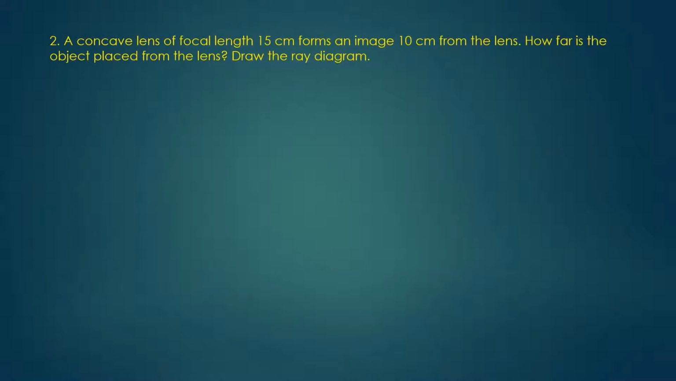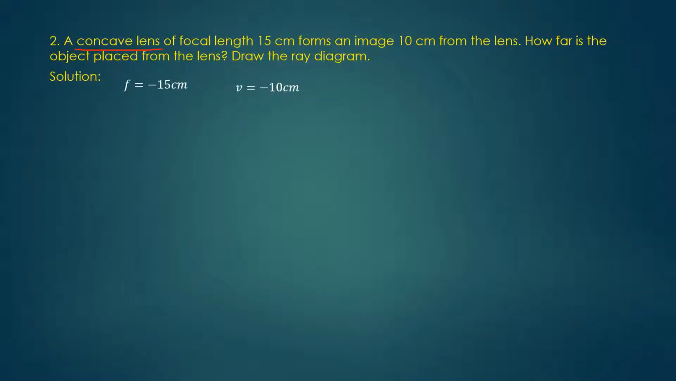Next question is, a concave lens of focal length 15 centimeter forms an image 10 centimeter from the lens. How far is the object placed from the lens? Draw the ray diagram. So it is given that focal length is 15 centimeter. Since the lens is concave lens, we know that the focal length of a concave lens is negative. So F is minus 15 centimeter, and image is formed at 10 centimeter from the lens.